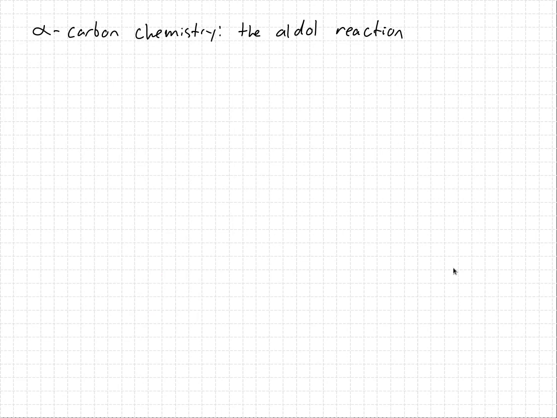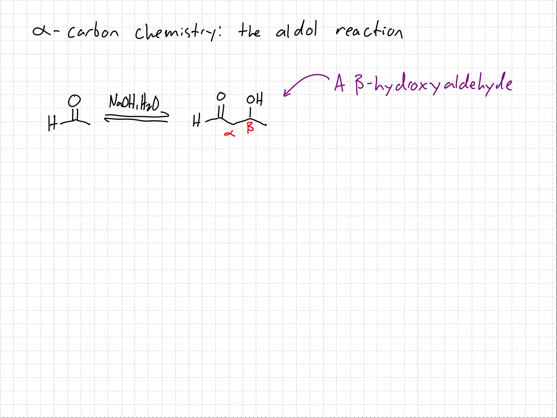Next, let's discuss a reaction called the Aldol reaction, which takes place with some of the similar intermediates that we've been seeing in the previous reactions. Specifically, we're going to look at the Aldol reaction of acetaldehyde, which is the simplest possible substrate on which this reaction can occur. If we take acetaldehyde in an aqueous environment and we treat it with a base, we're going to form an equilibrium with this product here, a beta-hydroxyaldehyde.